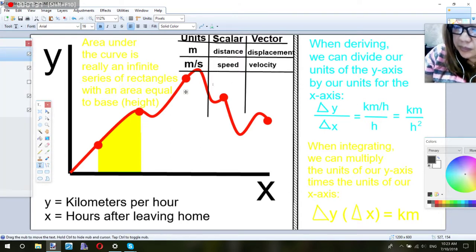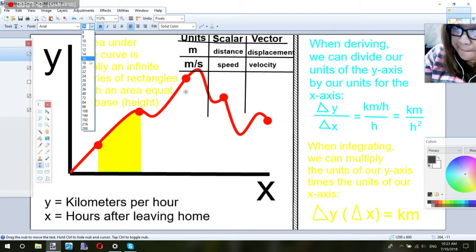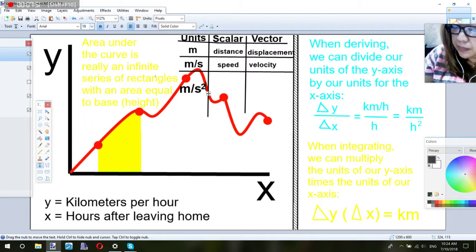Okay, and the last one, if you derive velocity, you get acceleration, which is meters per second squared, which I don't have a good way of writing in this program, so I'm just going to add that here, meters per second squared. The scalar of meters per second squared, we don't have a word for in English, so we call this the magnitude of acceleration, which is a mouthful, but gets the point across. And then the vector is acceleration.